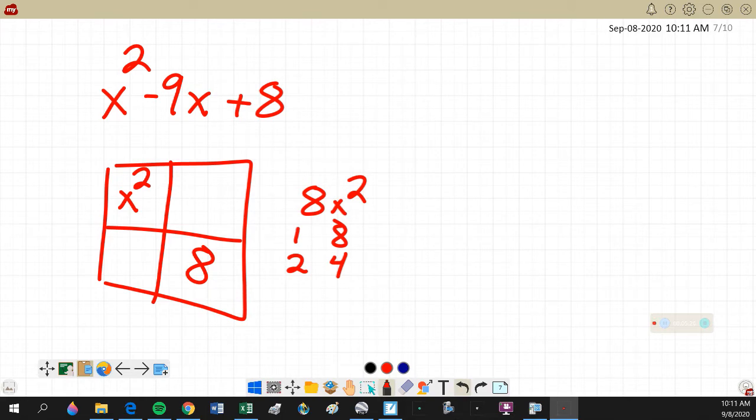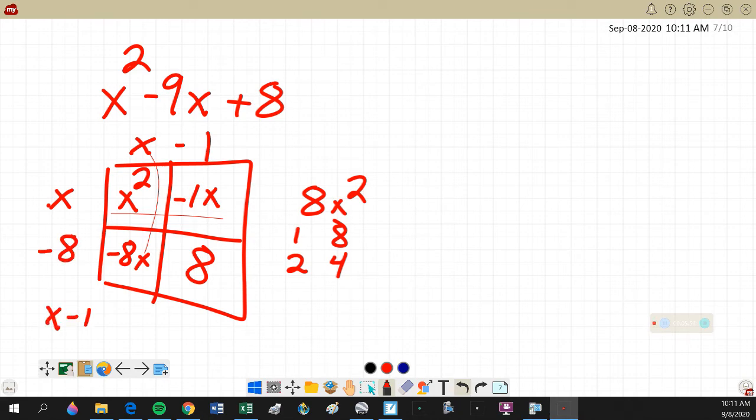Negative 1x and negative 8x. Then we do the same thing. What do these two terms share? An x. If I take out an x, I'm left with x minus 1. We good? Okay. If I take an x out here, I'm left with negative 8. So my factors are x minus 1 and x minus 8.